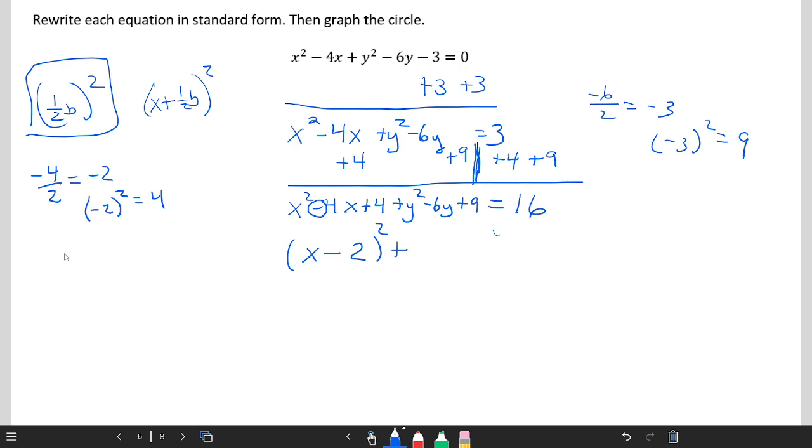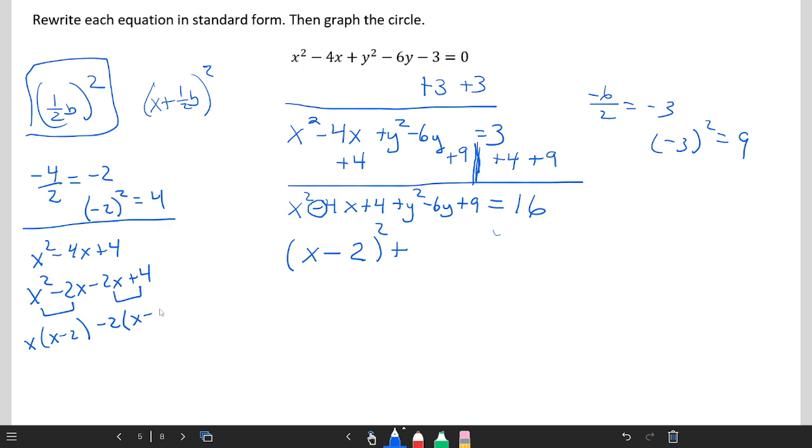You don't have to know that though. You can just say, all right, I need to factor x squared minus 4x plus 4, and you can factor that as you normally would. You need two numbers that multiply to 4 and add to negative 4, which is negative 2 and negative 2. And you can split up your middle term and then factor by grouping. And in this case, you end up with x minus 2 times x minus 2, which is the same as x minus 2 squared.